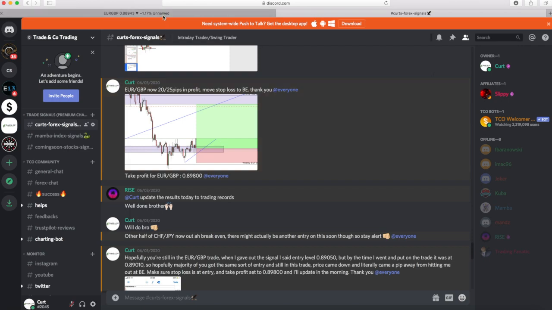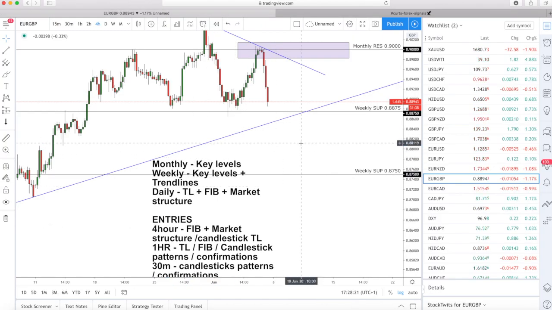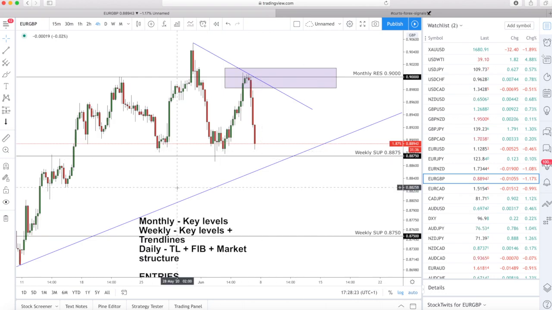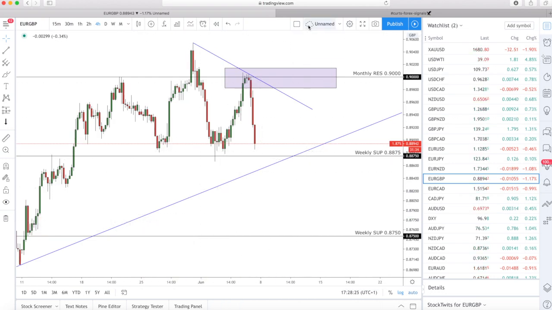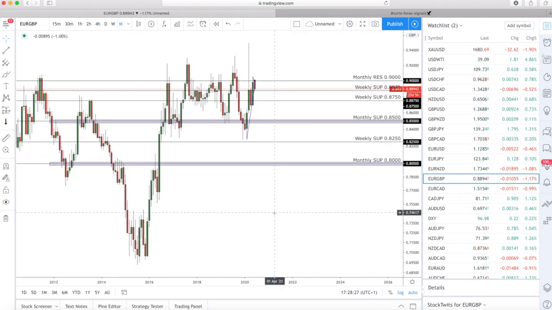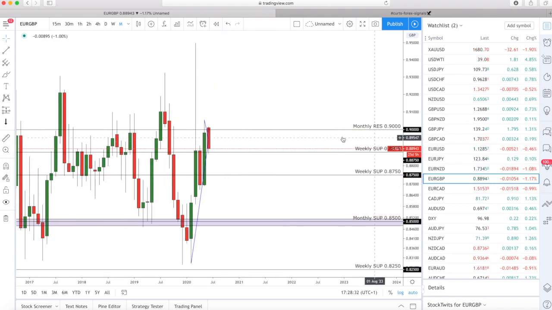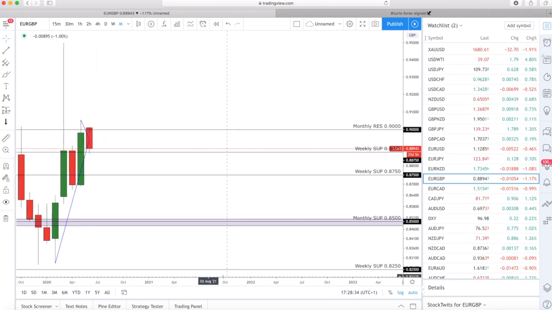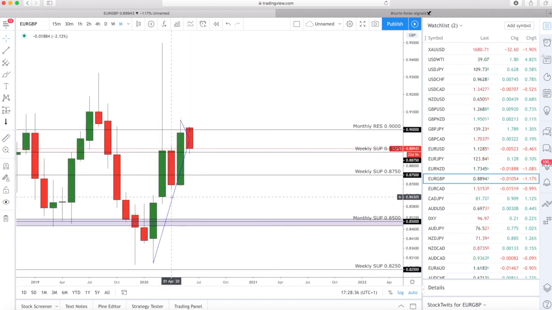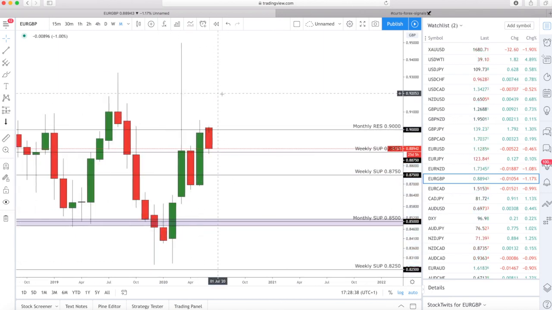But anyway, let's get back to this trade, and let's start running through it. Just going to delete this for a second. So guys, starting from the monthly time frame, as I said, I just use the key levels on the monthly time frame. Let's just delete all of this for a second. So last month we spiked up to this monthly resistance, 0.900.